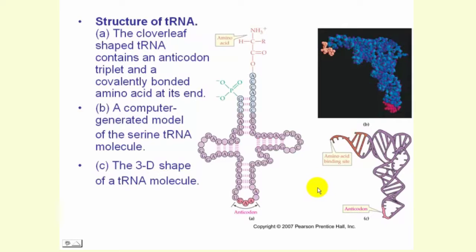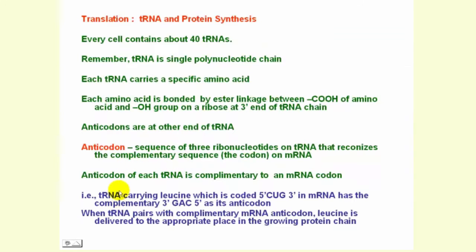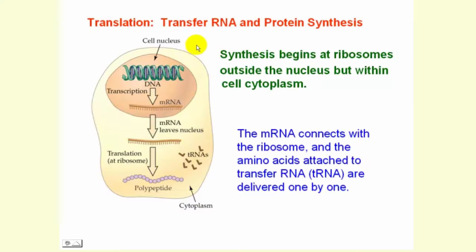So this is how the genetic message of nucleotide triplets, or codons, is translated into the sequence of amino acids in the protein. When the transfer RNA anticodon pairs off with its complementary messenger RNA codon, then the amino acid is delivered to its proper place in the growing protein chain. Yeah, I just explained everything on this particular slide, and I used the leucine as an example. Okay, good.